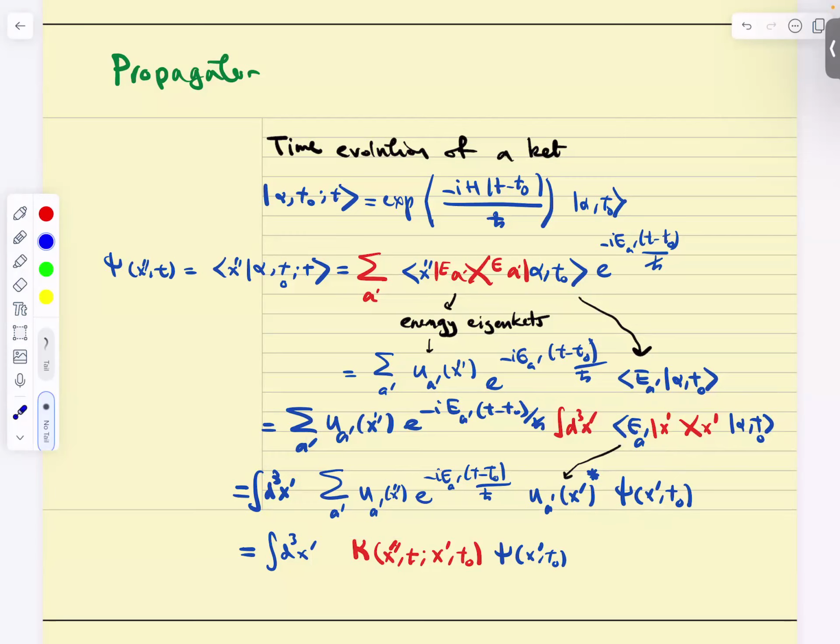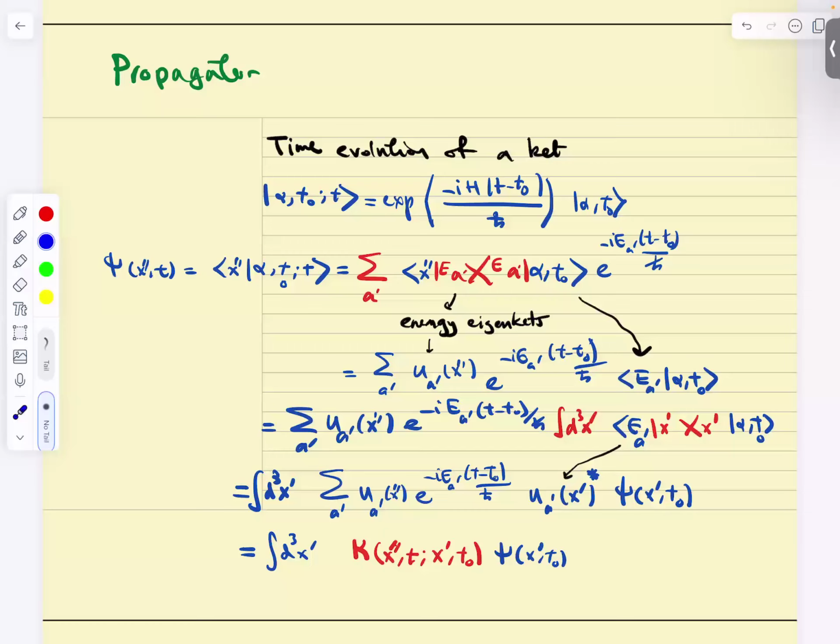Good. So what did I accomplish? I wrote this wave function at time t in position eigenbasis as something acting on the wave function at time t0 in position. So what did I do? Think of this example. At time t naught, I measured my particle. It was here, at x prime. And then we're calculating the amplitude for that to end up at some double x prime here.